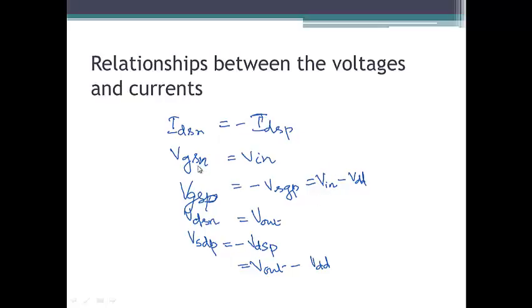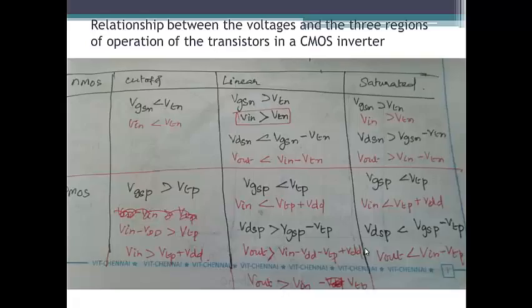So we have VGSN is nothing but Vin, VDSN is nothing but Vout, but VGSP is Vin minus VDD and VDSP is Vout minus VDD. So remember these relationships. Now these are the relationships between the voltages and the three regions of operation in the CMOS inverter.